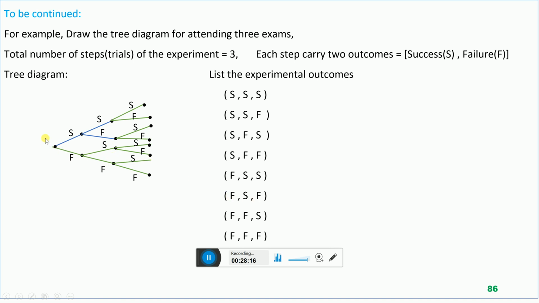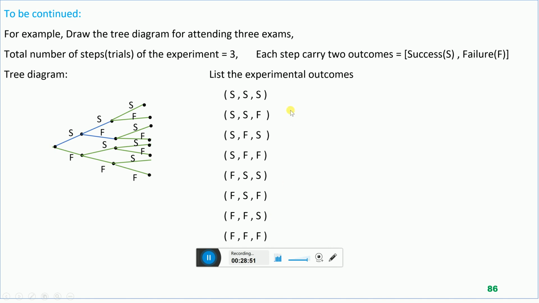Now again we follow this path from the leftmost node and move onward to the rightmost node. So we move on this path and this is the rightmost node. So this carries three outcomes: fail, fail and fail, and now we list it in here. So in this way we list the possible experimental outcomes of the experiment, and now we can count. This is one outcome, second, third, fourth, fifth, sixth, seventh and eighth outcomes.